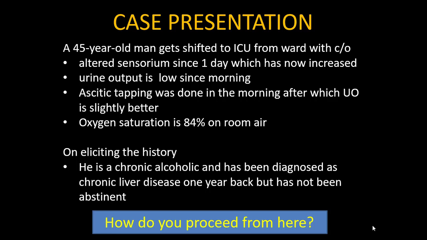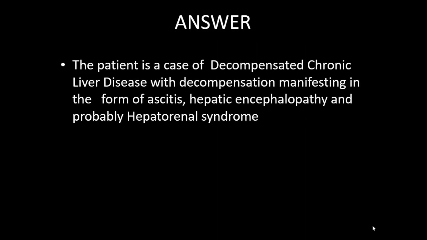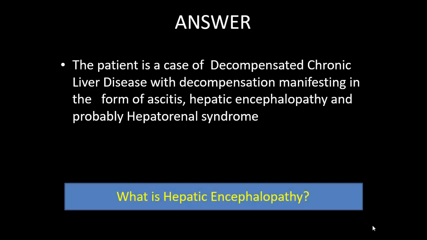So how do we proceed? First, what are we dealing with? We have a patient who has a decompensated liver disease with decompensation manifesting in the form of ascites, encephalopathy, and there was some decrease in urine output, so probably hepatorenal syndrome. So we'll take one of the complications as we go.